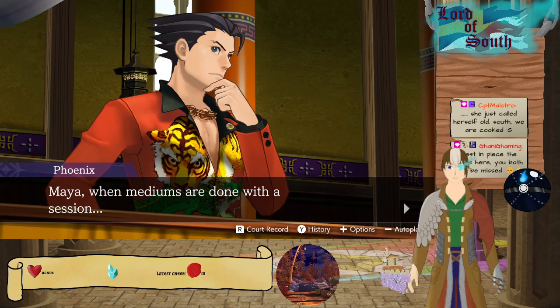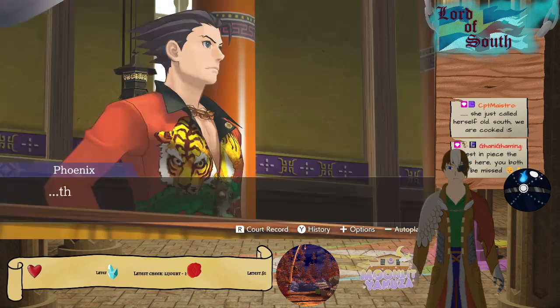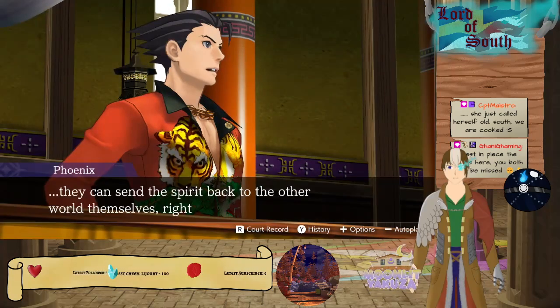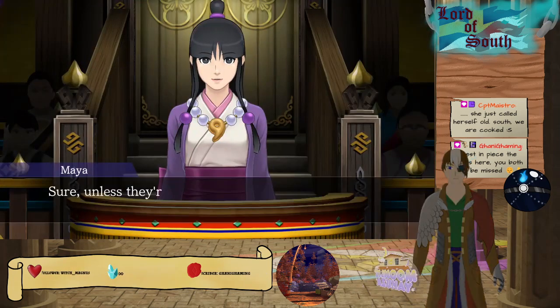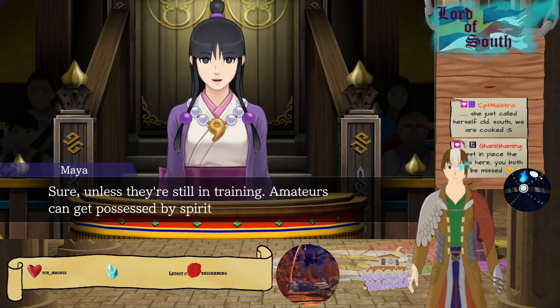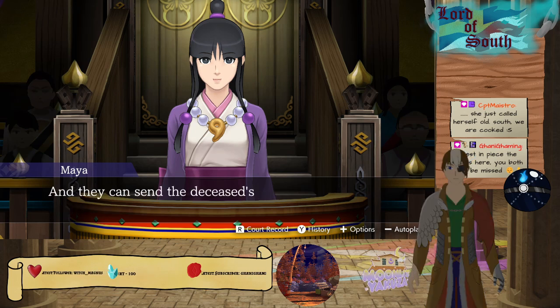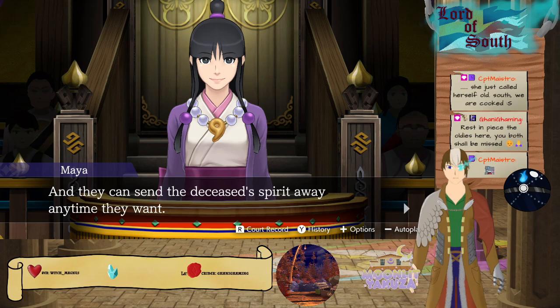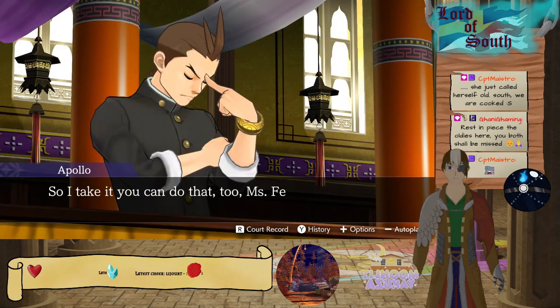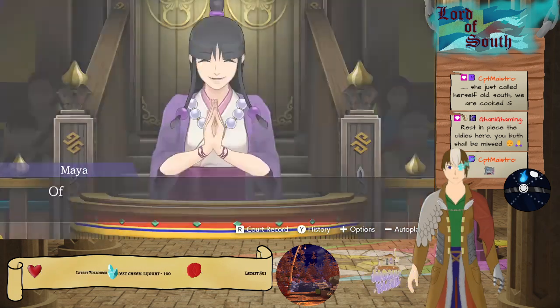Maya, when mediums are done with the session, they can send the spirit back to the other world themselves, right? Sure, unless they're still in training. Amateurs can get possessed by spirits sometimes. But full-fledged mediums can stay in total control of a session. And they can send the deceased spirit away anytime they want. So I take it you can do that too, Miss Faye.